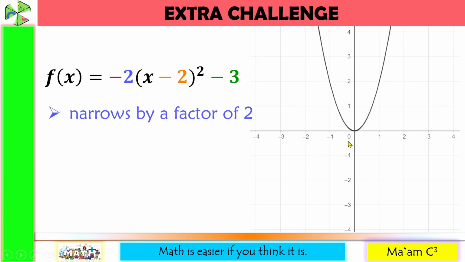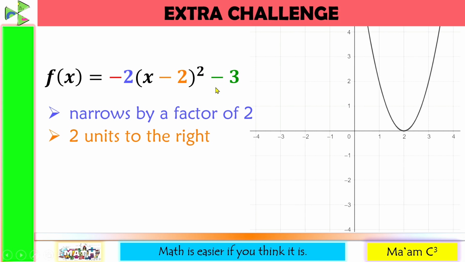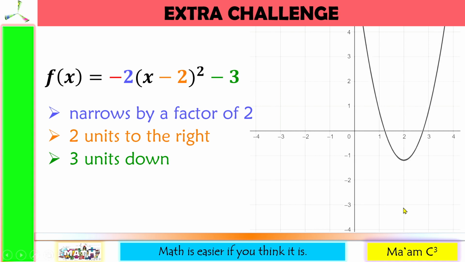There you are. And because of minus 2 here, our parabola now will move 2 units to the right. Let's do that. This is the vertex 0, 0. It will move 2 units to the right, so the vertex will be here. That's it. Now, because of minus 3 here, our parabola now will move 3 units down. So from here, 3 units down, 1, 2, 3. Let us move our parabola.